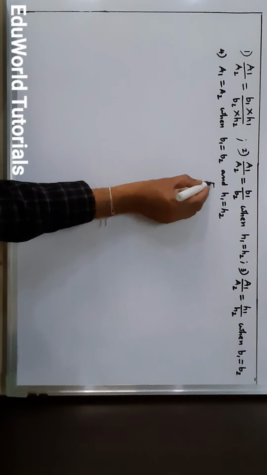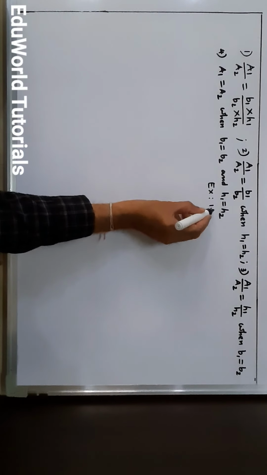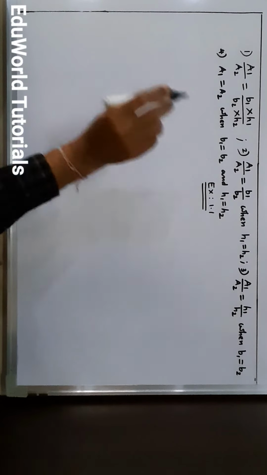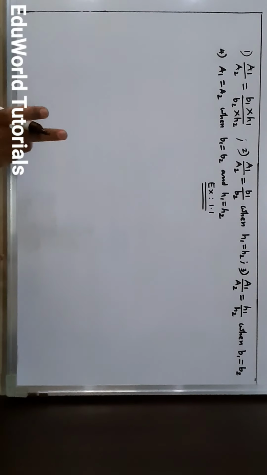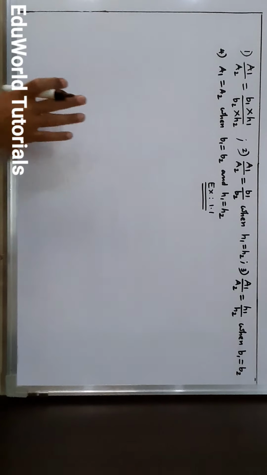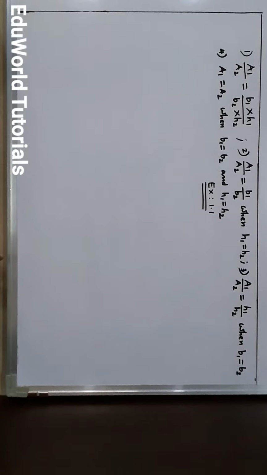Now exercise 1.1 of your textbook is based on these four properties. Actually it is the one property, but we consider them as four different properties. So as your textbook reads, the first sum is: base of a triangle is 9 and height is 5. Base of another triangle is 10 and height is 6. Find the ratio of areas of these triangles. I hope I have solved one extra sum. Based on that you can solve this first sum. So all should do the first sum in your respective notebook.